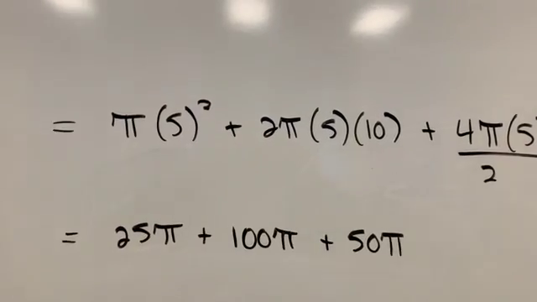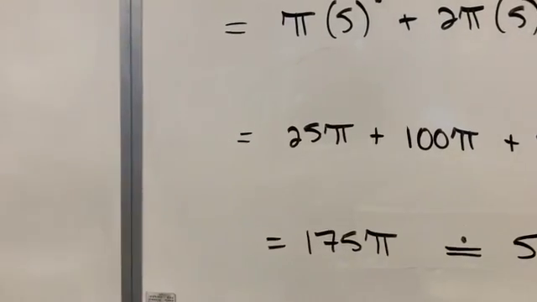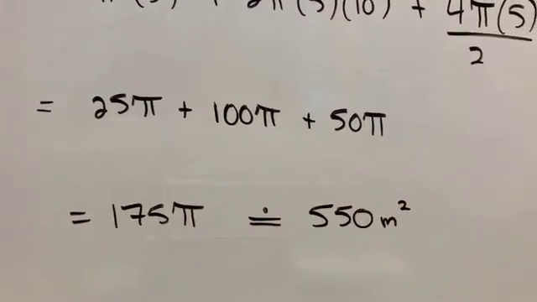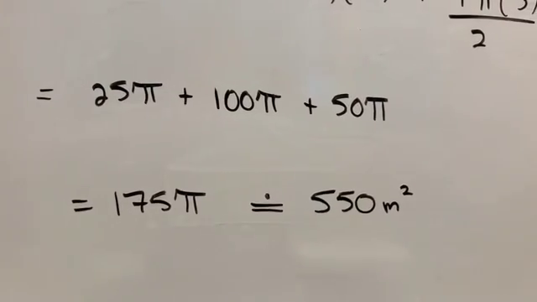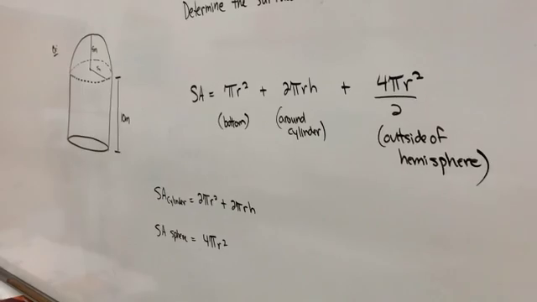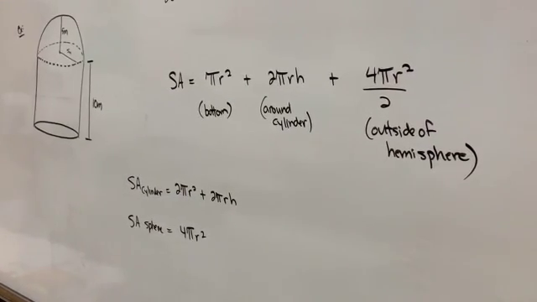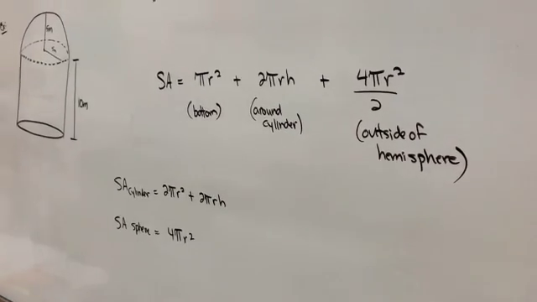So I have a lot of pi's here, so I could even answer that as 175 pi. But in your case, they usually give you some rounding instructions, and we multiply 175 times 3.14 and we get about 550 square meters. But the really key thing here is figuring out how in the world do I decide what areas I have and what areas I don't have in terms of the individual formulas for surface area of those shapes.